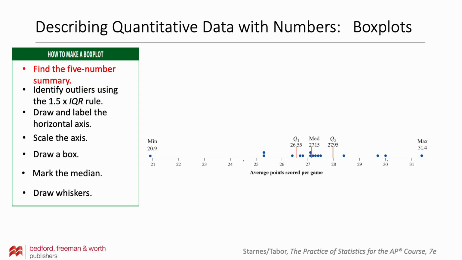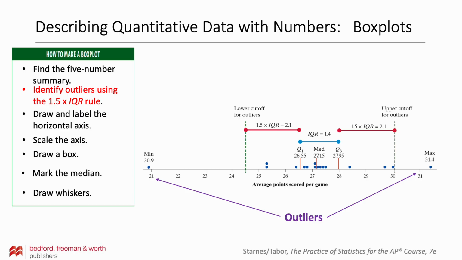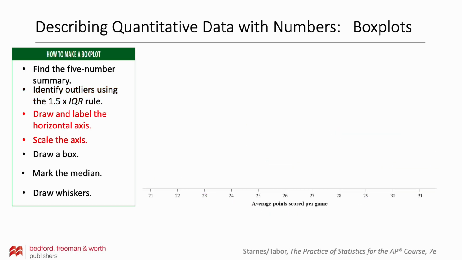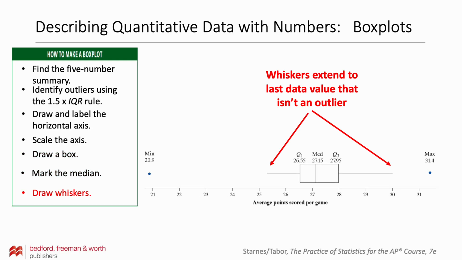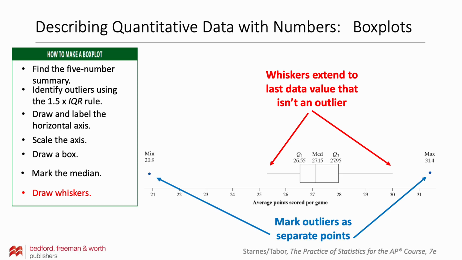Now, with the 5-number summary, we can identify the outliers using the 1.5 IQR rule. Then we draw and label the horizontal axes, scale the axes, and then, of course, draw the box. Mark the median, draw the whiskers, and then identify what your outliers are. So notice here, we're drawing the box. And of course, we mark our outliers there.